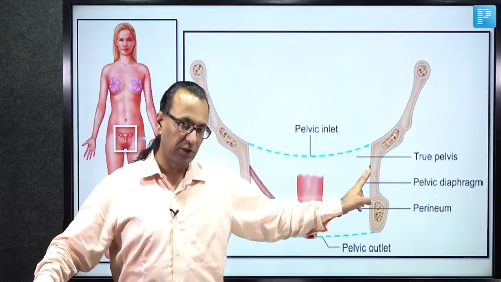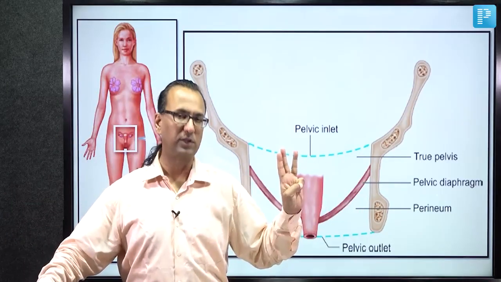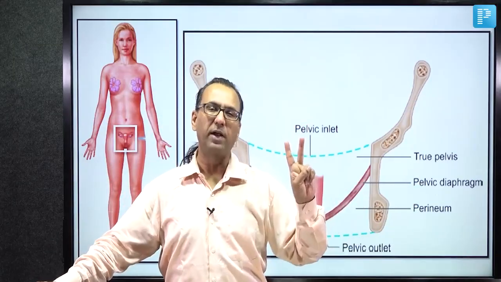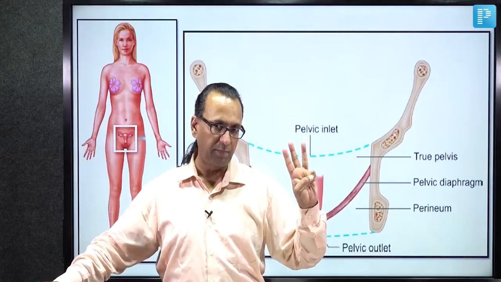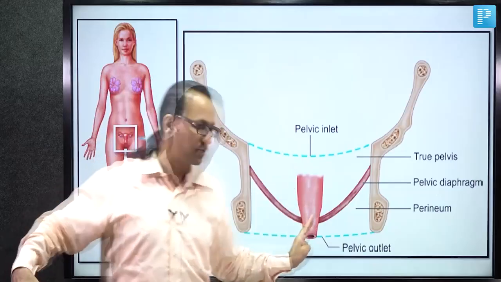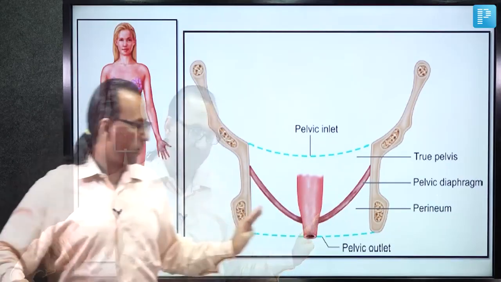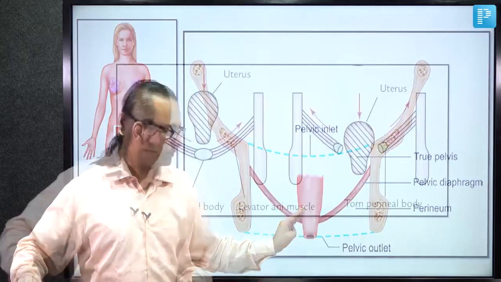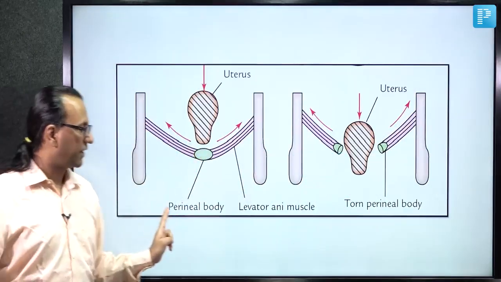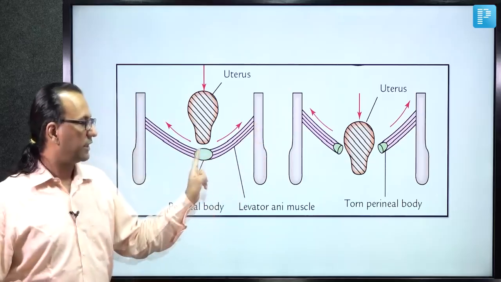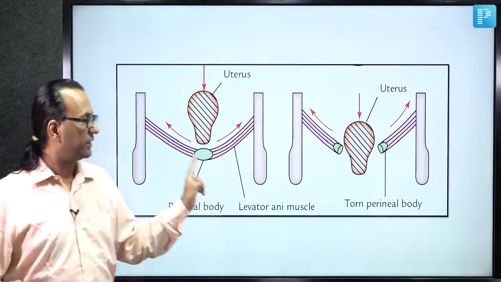When you talk about pelvic viscera support, remember three important supports. One is the pelvic diaphragm, the other is the urogenital diaphragm, and number three is the perineal body. The perineal body is a central perineal tendon where all the perineal muscles are inserted. Let us talk about the importance of the perineal body now. As I suggested, the perineal body is a central perineal tendon, and many muscles insert into it, like the levator ani muscle fibers.